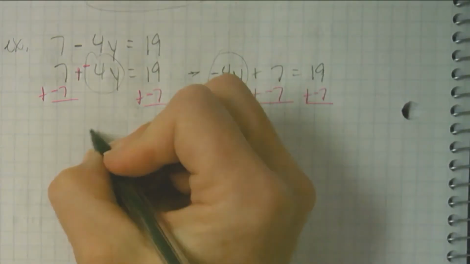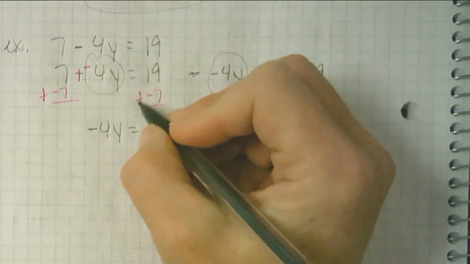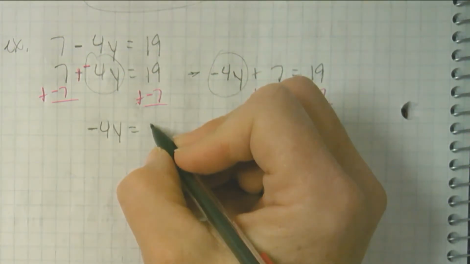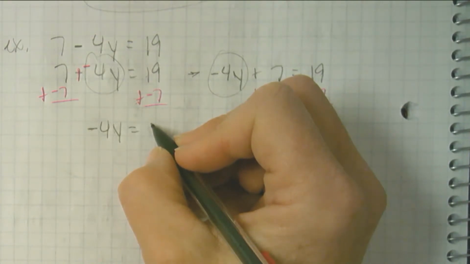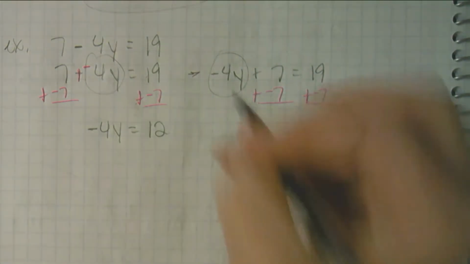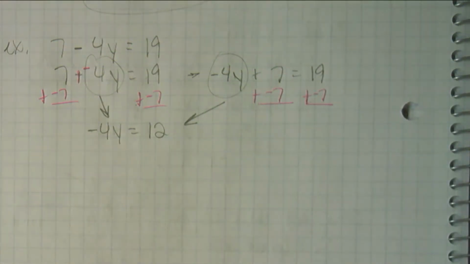All right, so I end up with negative 4y is equal to 19 plus a negative 7 gives me 8. Did I do that right? No. 12. All right, and that's true for both of these. That's where we are for both of them. Now what?